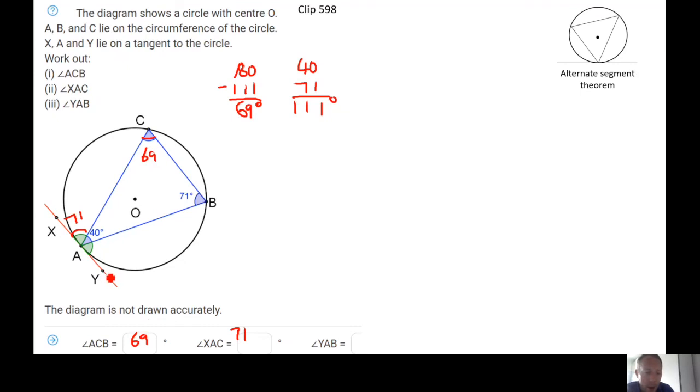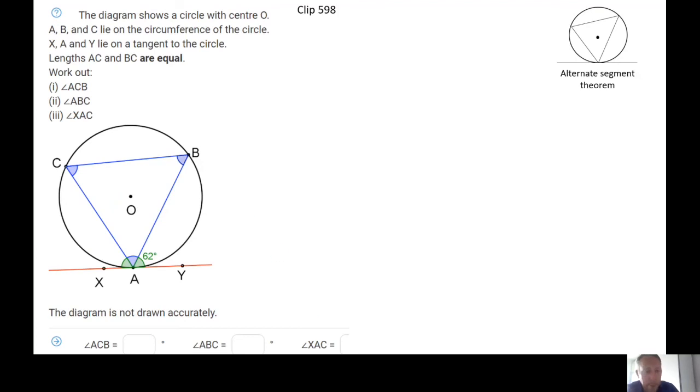YAB. Again, you've got a couple of ways of doing this. You know these two angles plus that one, well, that's 180. So I can work out this angle from that. Or you can say, right, well, I know this one is 69 and that is alternate to this one. So I know that one will be 69 as well. And they both will give you the same answer.